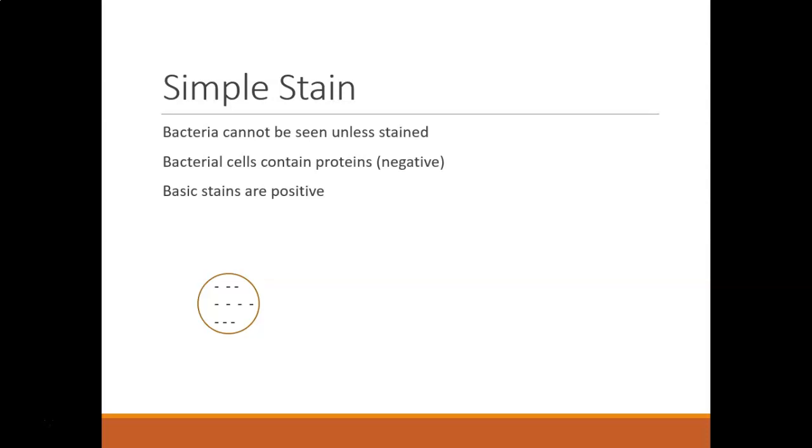So bacteria are naturally negatively charged, and because of this, that negative charge allows us to use certain types of dyes called basic dyes that are positively charged. When you take something that is positively charged and put it with something that is negatively charged, they're going to be attracted to each other. And so you end up staining the cell itself.